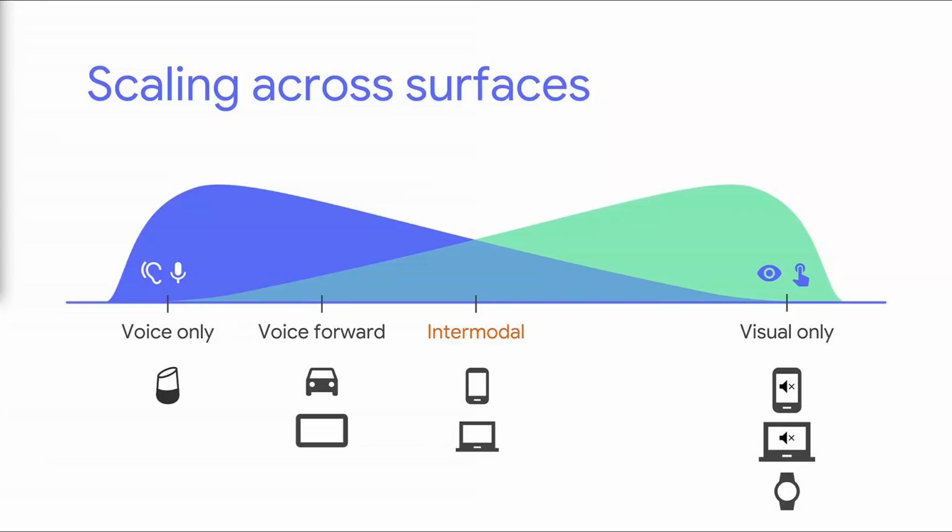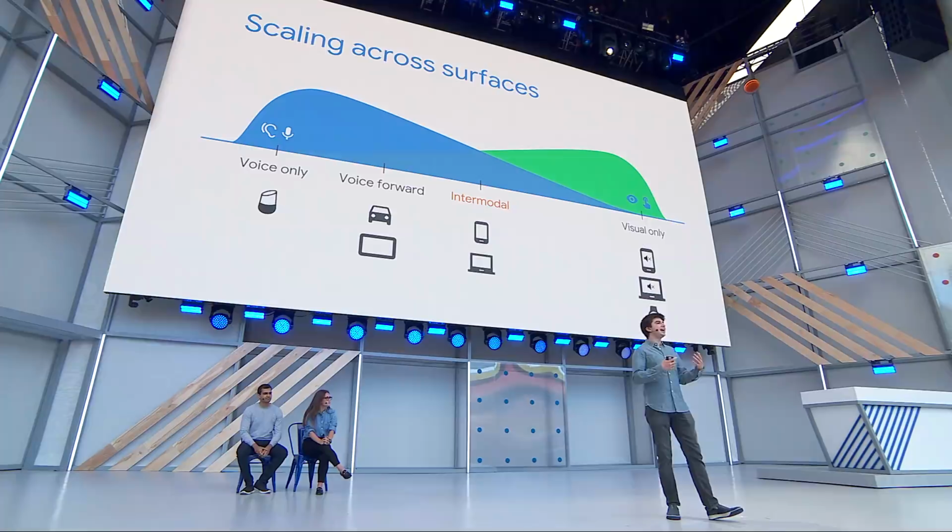Now, supporting different modalities and form factors has always been a challenge for platforms like the web and mobile. And when you build for the Assistant, you're targeting an even more diverse range of modalities, from voice-only, like Google Home, to voice-forward devices like the new smart displays, intermodal devices like the phone, and visual-only, like smartwatches. But our conversational action APIs are multimodal. With a single implementation of our rich response API, Google is able to scale your experience across all these devices. If you're interested in learning more about this, we have a great session on Wednesday called Design Actions for the Assistant.